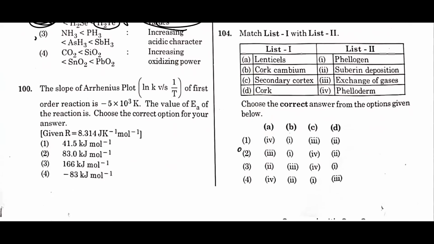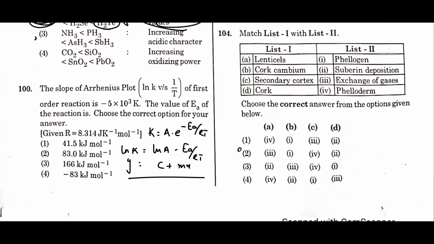Coming to the last question, the slope of Arrhenius plot of first order reaction is given. The value of EA of the reaction is, Arrhenius equation is K is equal to A into e to the power of minus EA by RT is our formula. Apply natural logarithm on both the sides, then ln of K is equal to ln of A minus EA by RT. And here this is equal to y is equal to mx plus c, our straight line equation. On y-axis you take ln of k, and x-axis you take 1 by T. Then you will be getting intercept ln of A, and slope is equal to minus EA by R.